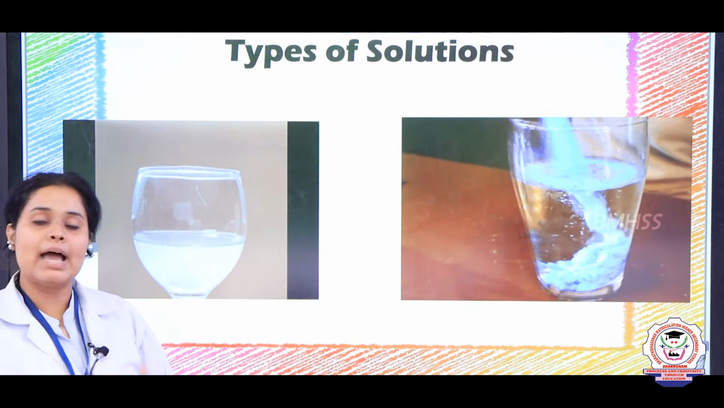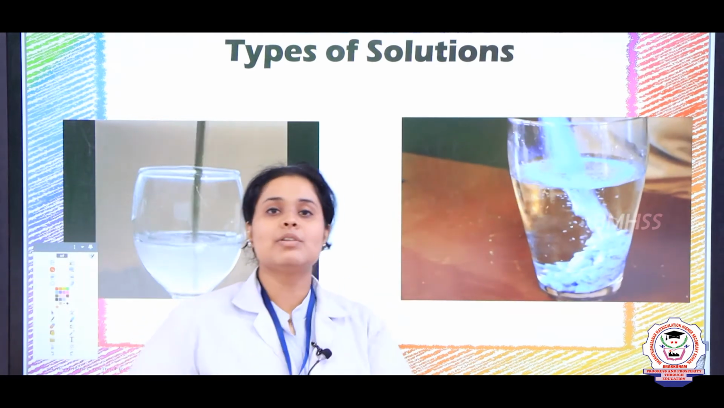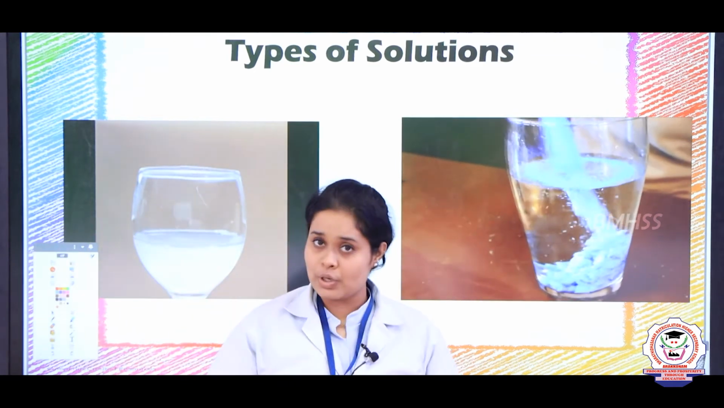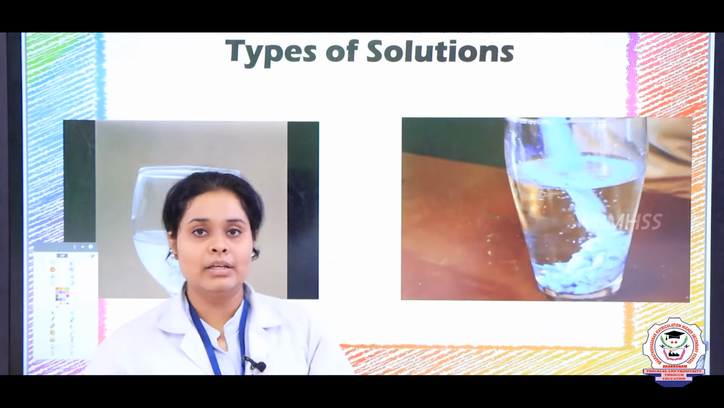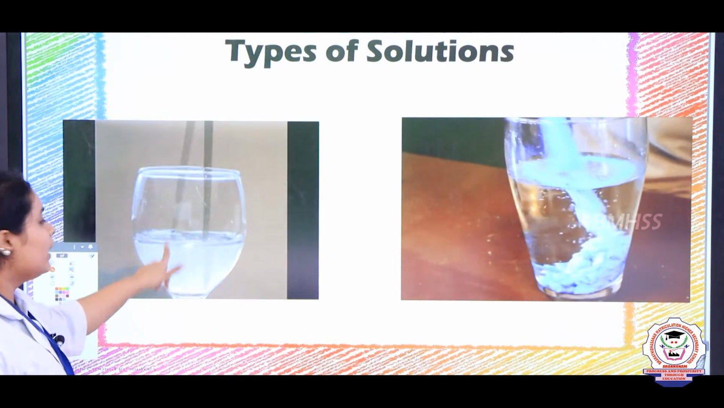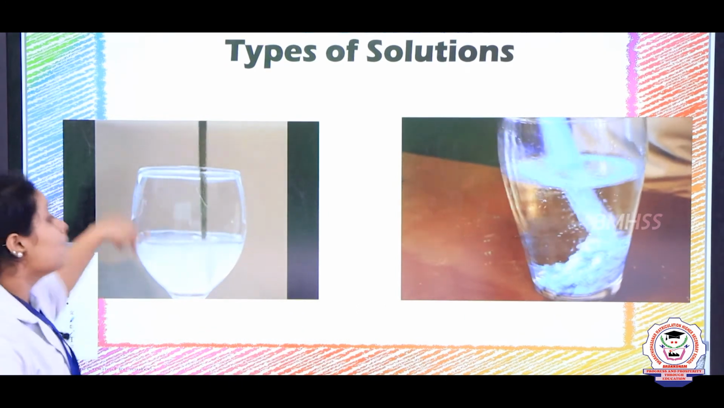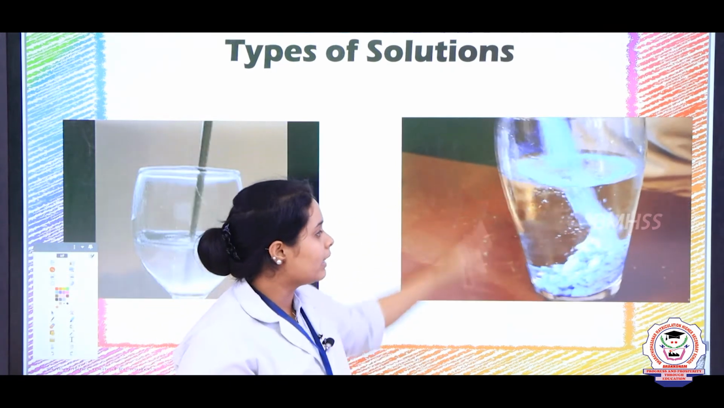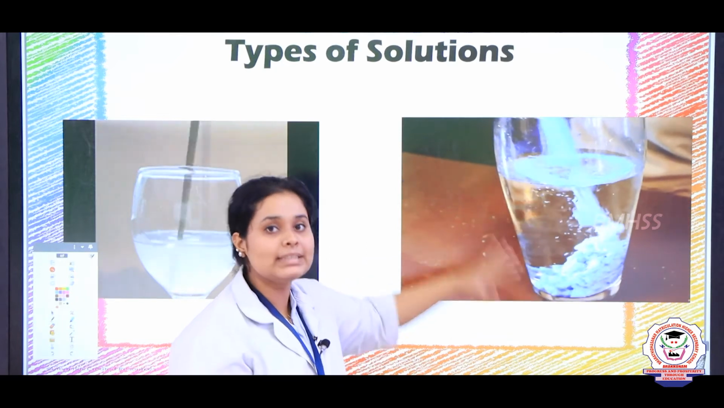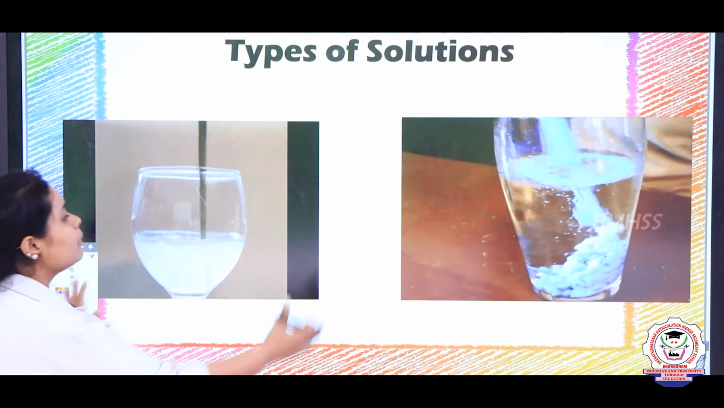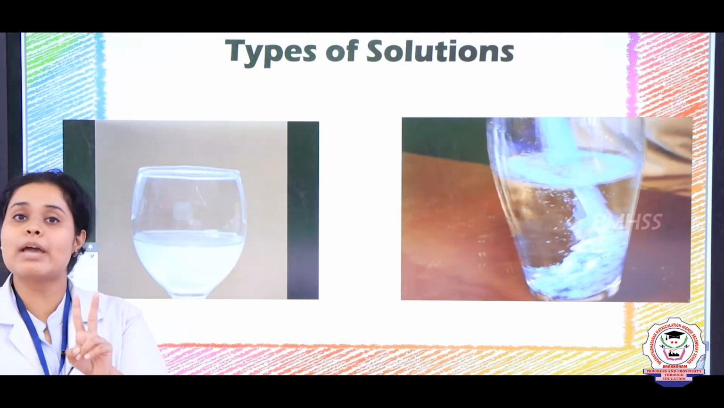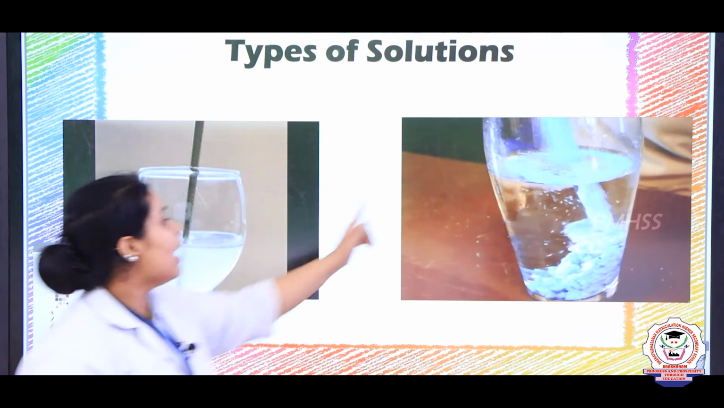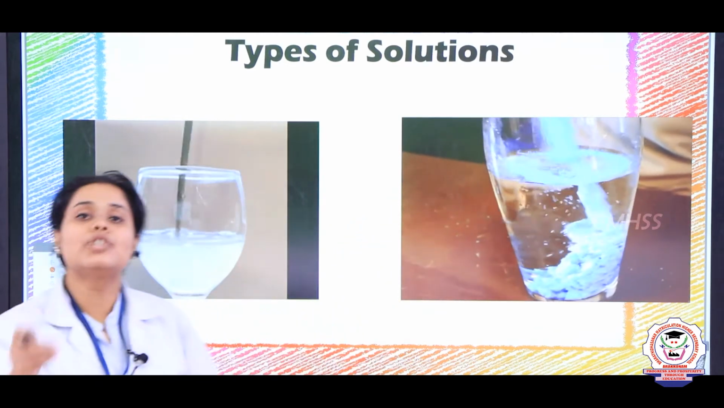In one glass I am taking water, and in another glass also I am taking water as a liquid. Now in one glass I am adding a spoon of sugar, and in the other I am adding sand. When I add sugar in the first one, it gets mixed up, right? But when I add sand, what is happening? It is just coming down and settling down. So there are two main types of solutions: one is known as homogeneous solution and another one is known as heterogeneous solution.